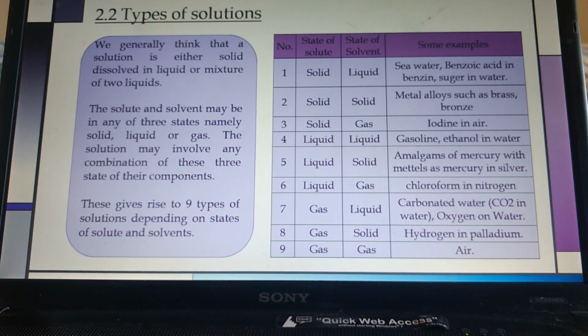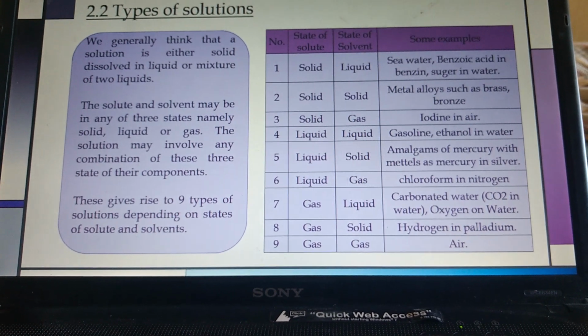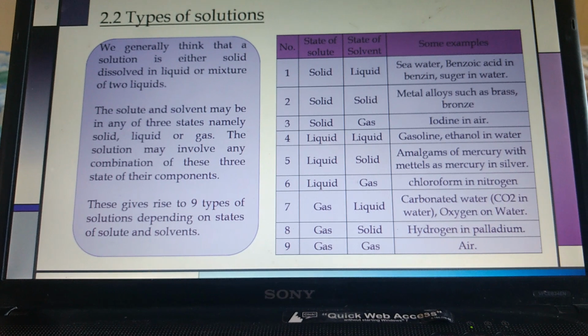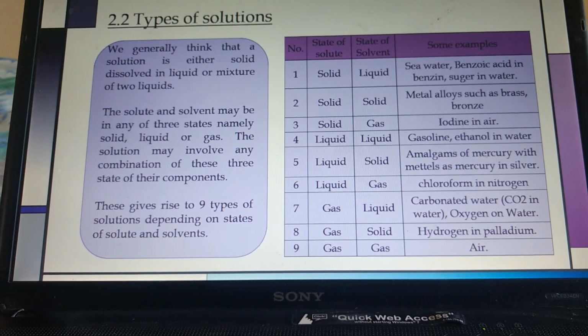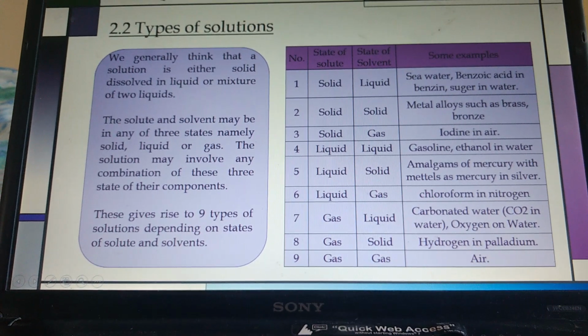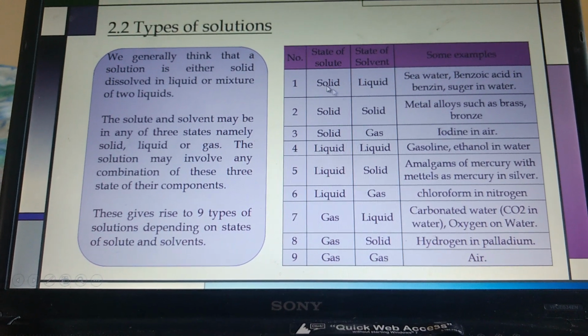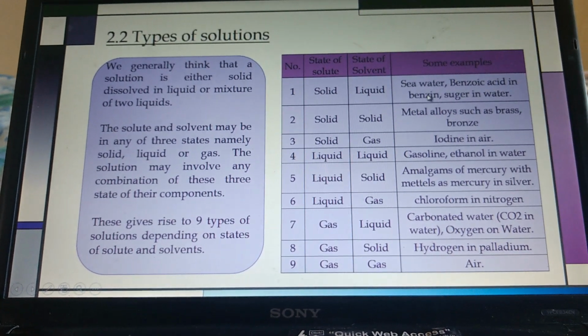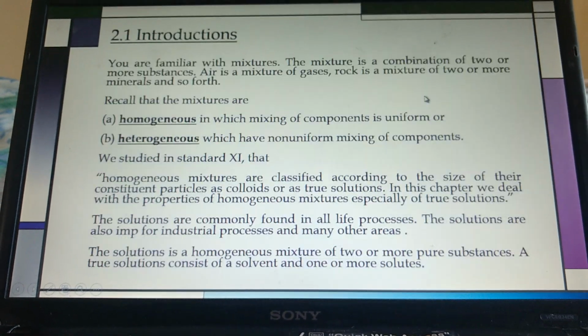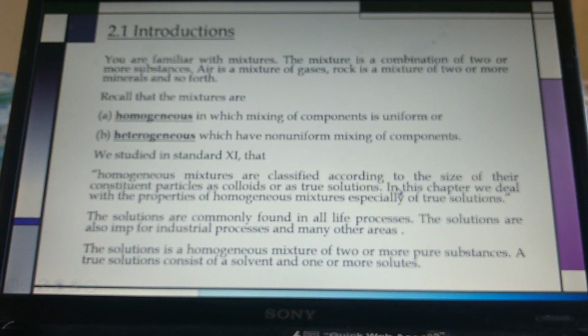This gives rise to 9 different types of solution depending on the state of solute and solvent, which is shown in the tabular form. Now this one, the state of solute and state of solvent. First of all, solid solute and the state of solvent is liquid. A good example is sea water. Here we can also take the same example of sugar water.